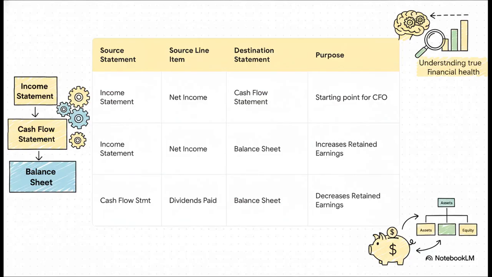This table really just maps out that core connection we just talked about. You see net income flowing from the income statement to both the cash flow statement and the balance sheet. But, take a look at that third line. If a company pays out cash to its shareholders, what we call dividends, that cash leaves through the cash flow statement, and it also reduces those retained earnings on the balance sheet. See? It's a perfect self-contained loop.